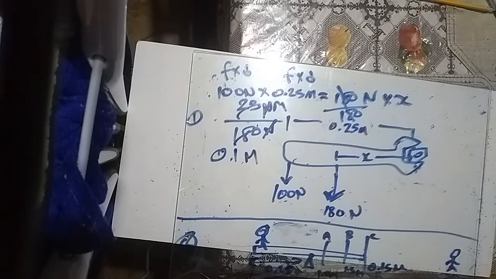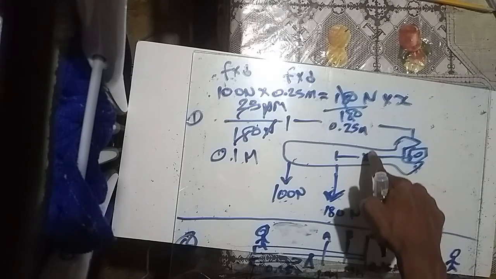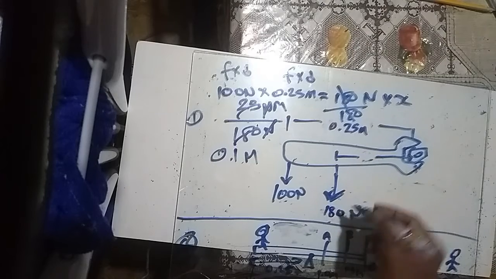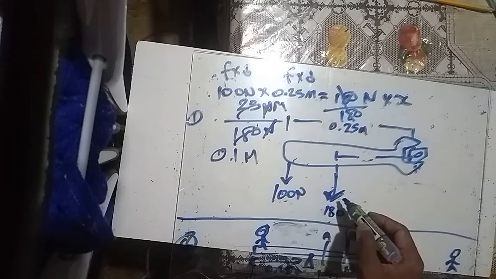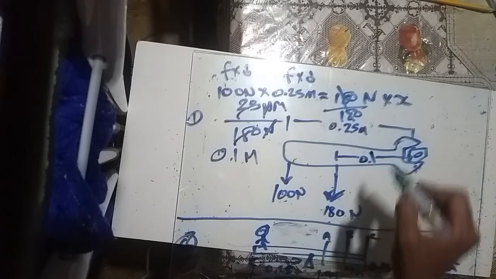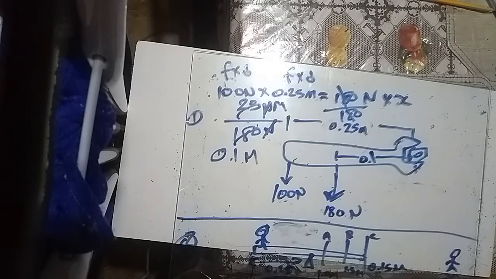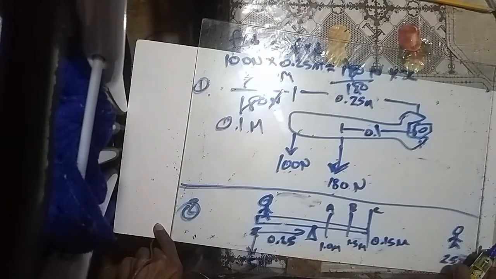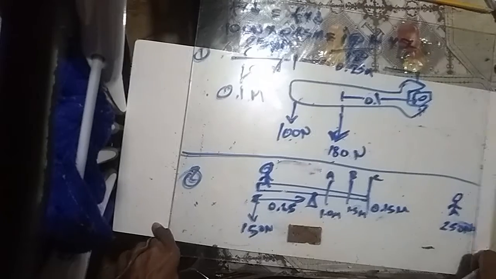0.1 what? Meter. Therefore, the distance away from the pivot that this 180 Newton force is acting is 0.1. Not hard, is it? Not hard at all. Let us look at another higher order skills question.